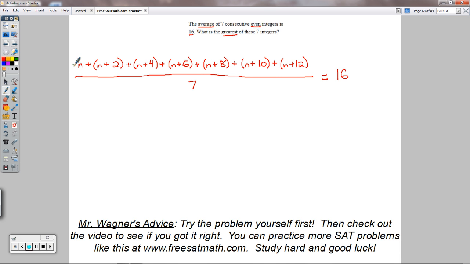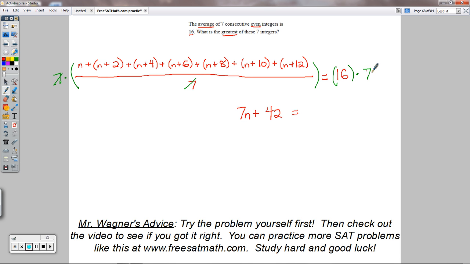From here, I could multiply both sides by 7 to get rid of that fraction on the bottom. So 7 here and here is going to cancel. And if I combine like terms on the top here, I've got 7n plus, and then I'm going to add the constant terms together. I've got 2 plus 4, 6. 6 plus 6 is 12. Plus 8, 20. Plus 10, 30. Plus 12 more is 42.